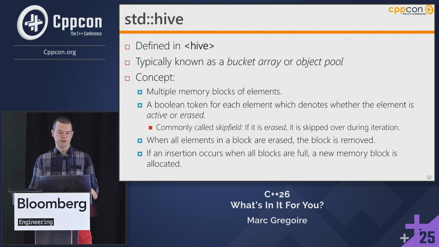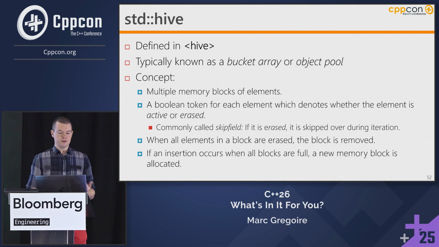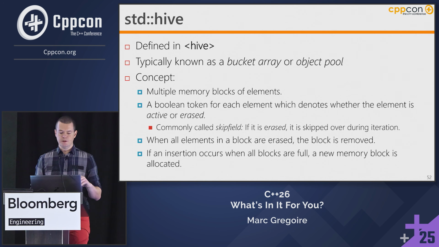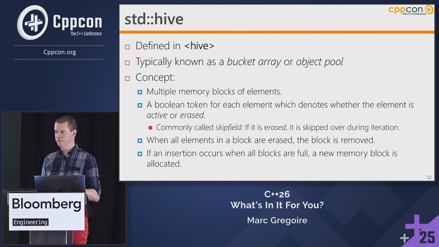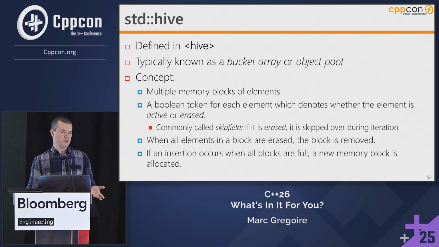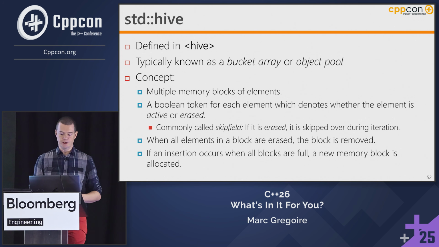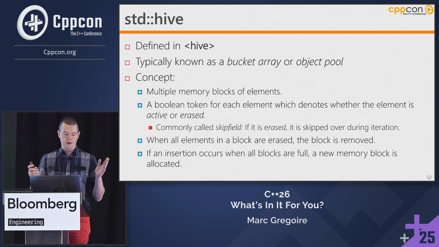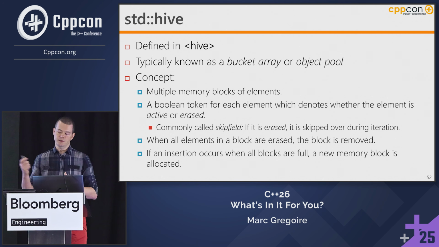Hive is the next one. It's defined in <hive>. It's typically known as a bucket array or an object pool. The concept is that you have multiple memory blocks of elements, and every element has a Boolean to say whether the element is still valid or has been deleted. This is typically called a skip field. Why skip field? Because if it is true, that means the element is erased. That means it will be skipped over during iteration. When all the elements in a block have been deleted, then that whole memory block is deallocated. And if all the blocks are full, then we just add a new block.